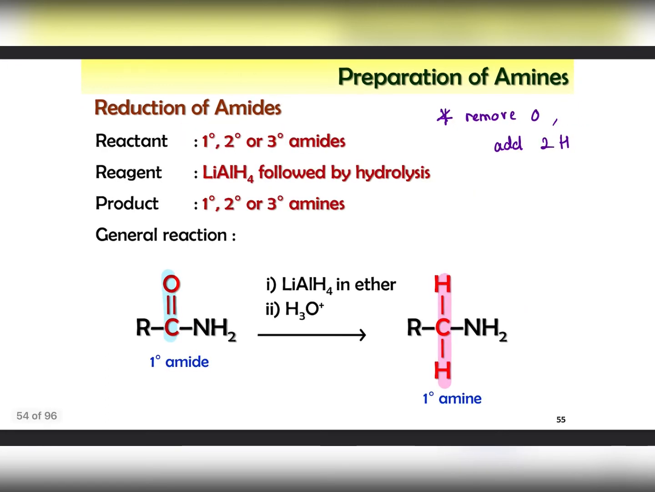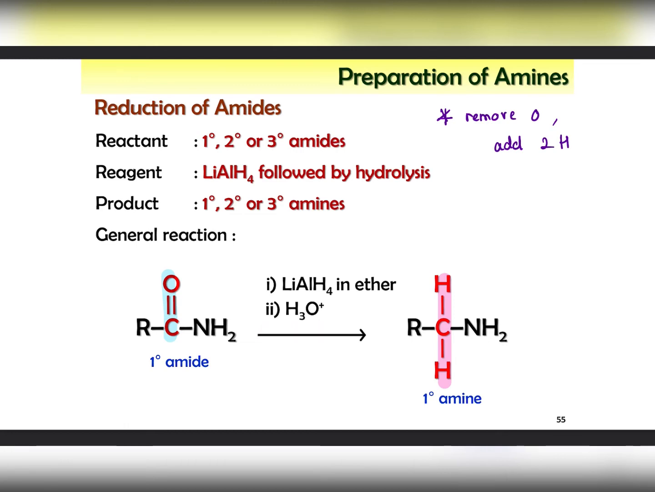Okay, so next kita akan tengok reduction of amide. So untuk this one, reagent dia adalah lithium aluminium hydride and then followed by hydrolysis. Okay, so you can write this part sajalah. Mesti stepwise. So you must write stepwise: 1, lithium aluminium hydride, and then followed by hydrolysis as the second step.